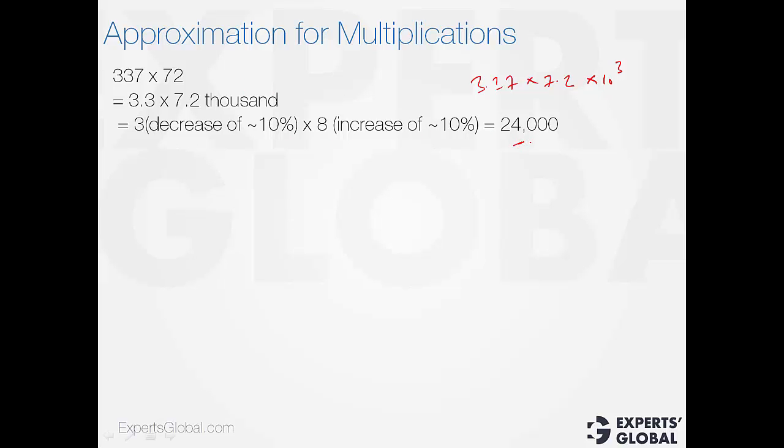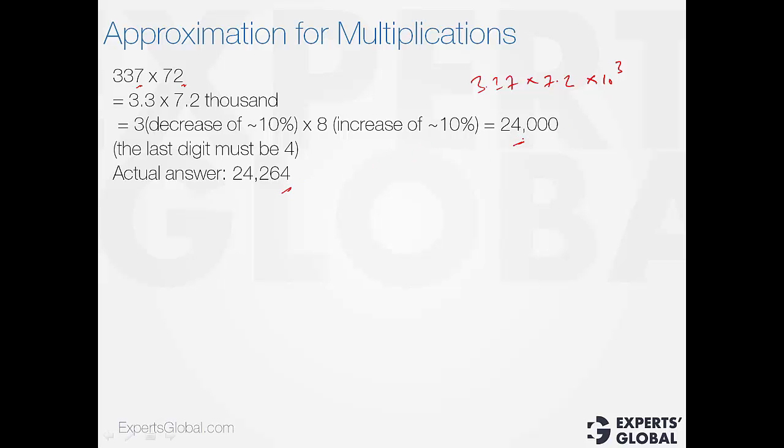And the last digit, another thing, see if you have really close answer choices, you know that last digit is going to be 7 into 2, 4. So something close to 24,000 and ending with a 4. Actual answer is 24,264, very, very close to where we were through approximation.